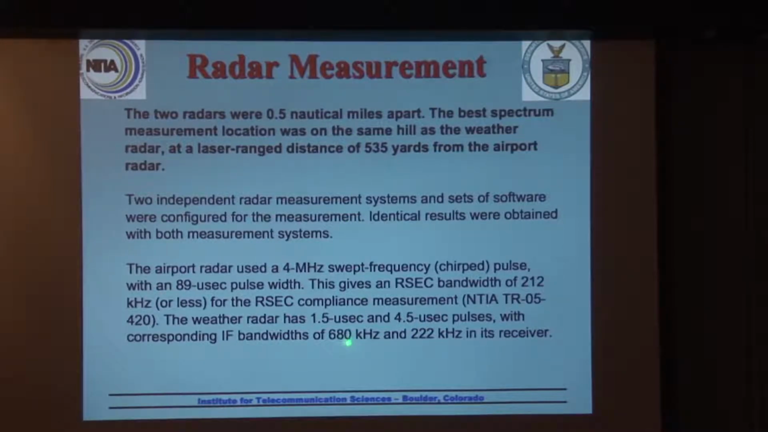So we decided that we needed to measure the air traffic control radar spectrum in that bandwidth, which corresponds to that mode for the weather radar, and in this bandwidth of 222 kilohertz, which corresponds to the weather radar second mode. And it just so happens that 222 kilohertz is nearly the same as 212 kilohertz, so we could kill two birds with one stone by letting this measurement count for the RSEC measurement as well.